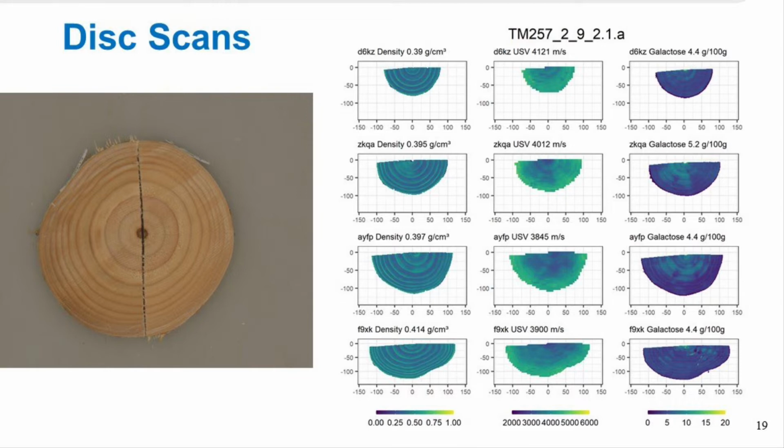These maps are helping us to understand patterns of variation in properties, such as the extent and severity of the low stiffness region and the amount of compression wood. As I noted earlier in my presentation, this is still a work in progress.